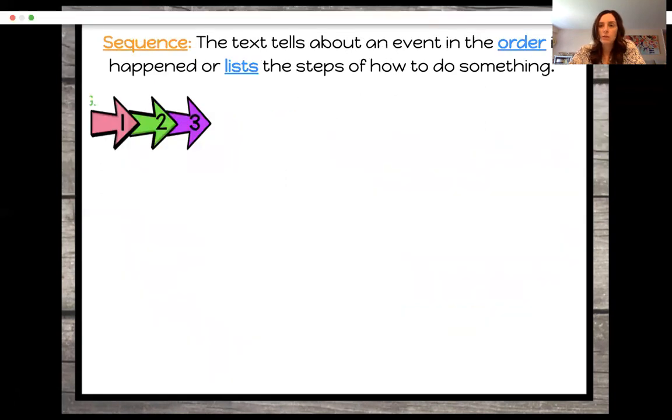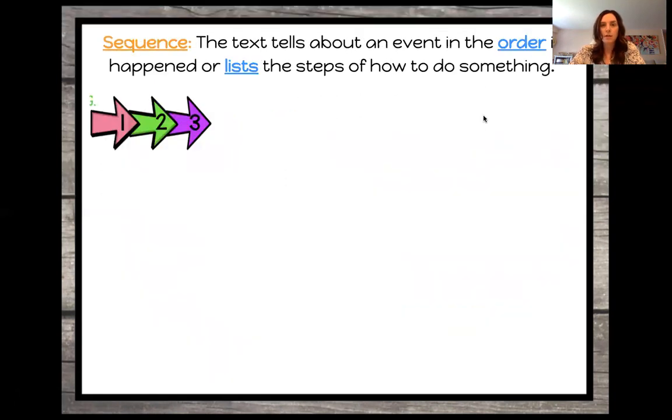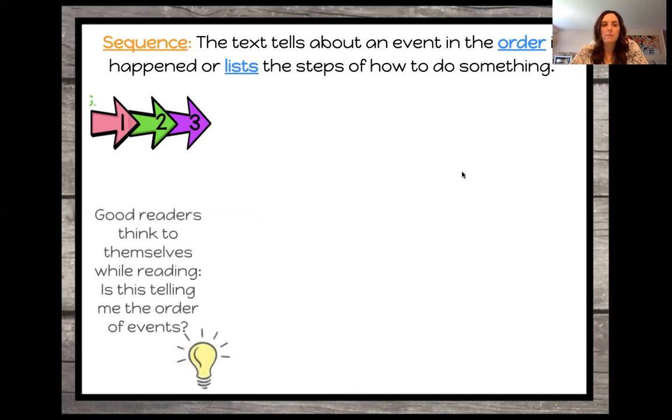The next text structure that we are going to talk about is sequence. In a sequence text, the text is describing an event in the order that it happened, or it lists the steps of how to do something. So a recipe is a sequence text, but we're going to look at an example of something in the order that it happened. So while you're reading, you're going to think to yourself, is this text telling me the order of events?